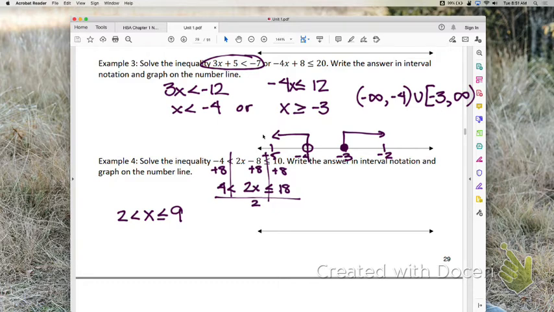This is saying this in words. X is greater than 2 and x is less than or equal to 9.